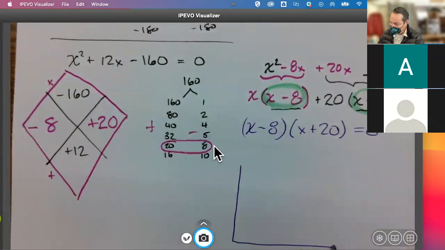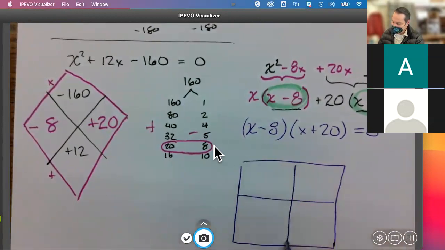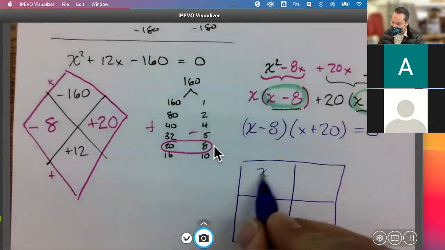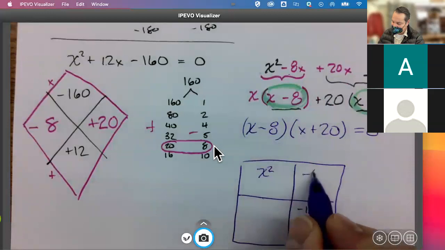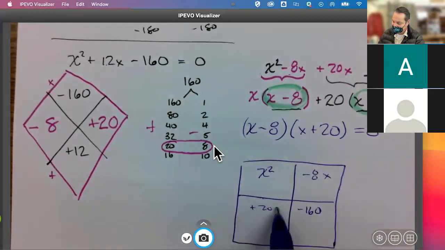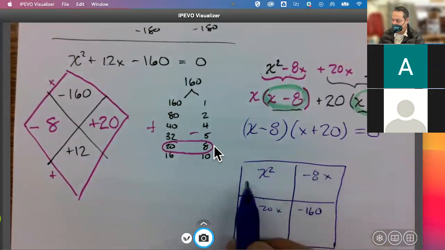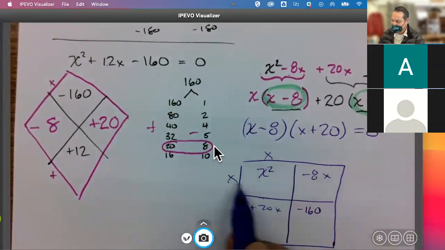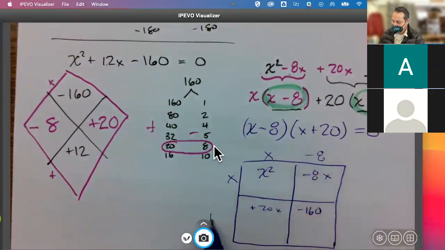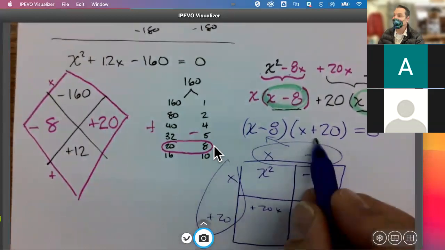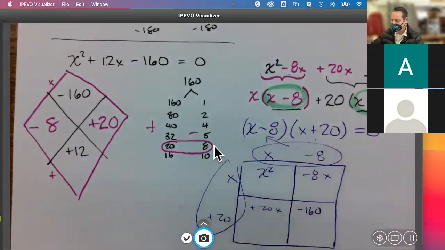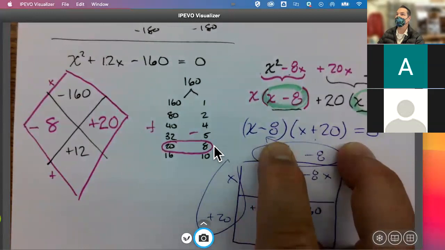There are also people who choose to use a box method. How many of you used a box method? Yeah, same idea though, exactly. I'm still going to have the x squared here. I'm still going to have the negative 160, and I'm still going to split this 12x up into negative 8x and positive 20x. The only difference is we treat it as an area, and we say this is x times x, x times negative 8, x times positive 20, and positive 20 times negative 8 is negative 160. And that tells us then that it's x minus 8 and x plus 20. Same idea gets us here. Any questions on getting to this step?